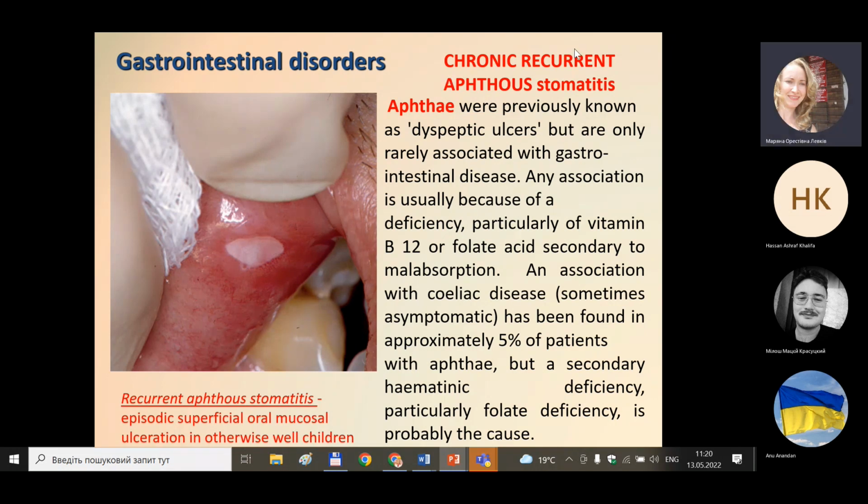So chronic recurrent aphthostomatitis was previously known as dyspeptic ulcers, but is only rarely associated with gastrointestinal disease. But that was previously. Right now we have a clear understanding that chronic recurrent aphthostomatitis has gastrointestinal disorders in the anamnesis. Any association is usually because of deficiency, particularly of vitamin B12 or folic acid, secondary to malabsorption. An association with celiac disease, sometimes asymptomatic, has been found in approximately 5% of patients with aphtha. But a secondary hematinic deficiency, particularly folate deficiency, is probably the cause.